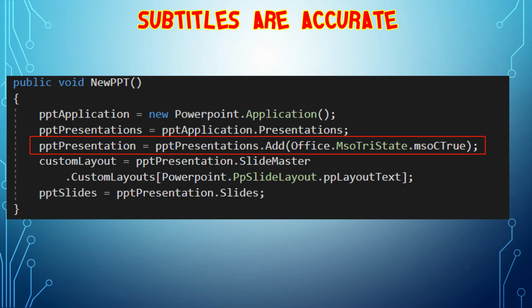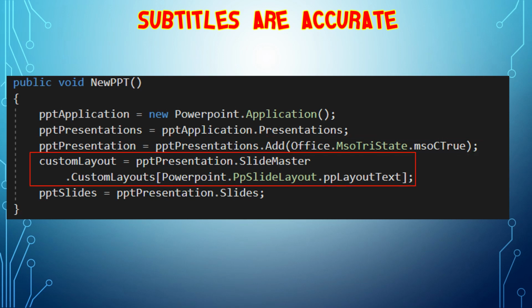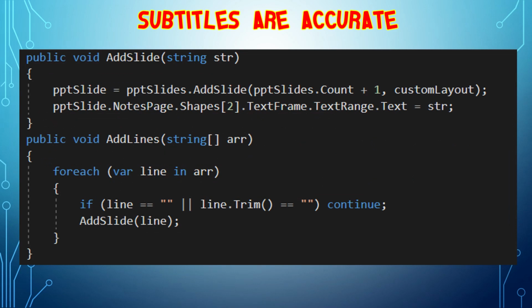On this line, we add a blank presentation to our previous var. This just sets a layout template for a new slide we use when adding slides. Finally, we grab a collection of slides. Now we look at these two functions. The bottom one is pretty self-explanatory, so we'll focus on the top.